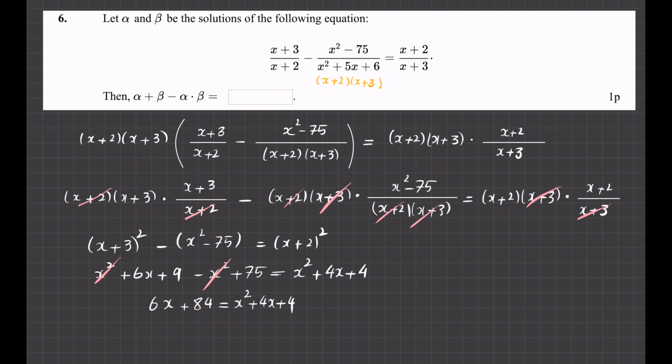So it becomes x squared. 4x minus 6x is minus 2x. 84 goes to the right, becomes minus 84. I have a plus 4 there. It becomes minus 80 equals to 0.